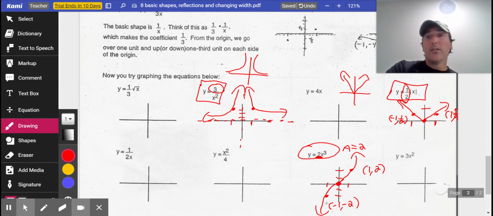All right. So to sum everything up, on the first page, if you put a negative in front, you take the original basic shape and flip it over the x-axis. We did the one example where it flipped over the y-axis. And if the a value is bigger than 1, like in this case, the graph's going to get skinnier. If the a value is a fraction less than 1, like in this case, then the graph is going to get wider.